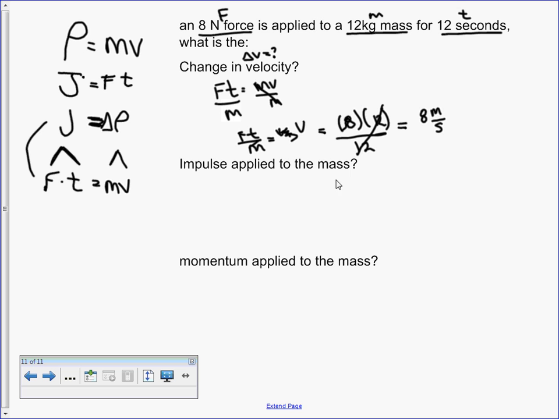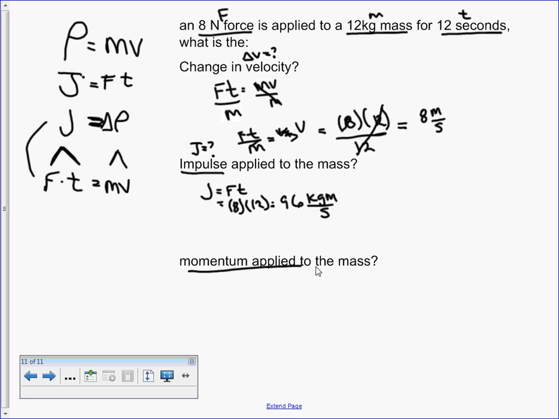Okay. What is the impulse if it's applied to the mass? So impulse is J equals question mark. My equation for J is force times time. J equals force times time. And what's my force? 8. And what's my time? 12. So we did 8 times 12, 96. And of course, the unit for impulse is kilogram meters per second. And it's also the unit for momentum, right? And that brings us to this one.